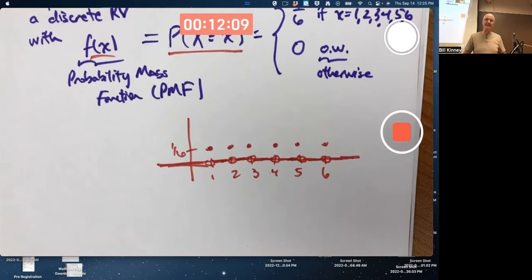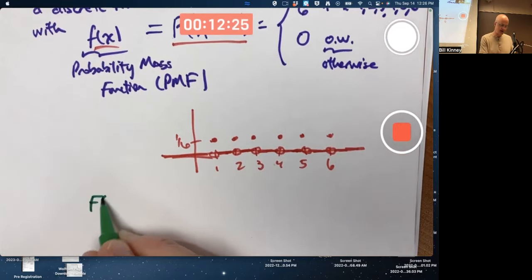I did forget last time, or I ran out of time, to talk about CDFs, cumulative distribution functions, the capital F that you encountered in the reading and the homework. Let's talk about that now. Capital F of little x.